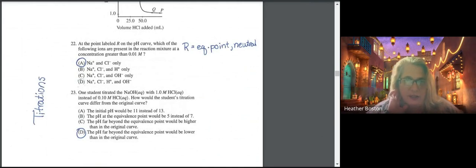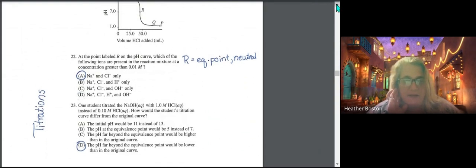One student titrated with 1 molar instead of 0.1 molar. Well, all that's going to happen is the equivalence point is going to be reached earlier because each drop, or each quantity you put in there, is going to have more moles. So it's not going to change the equivalence point. It'll still be at 7. It's just that it's going to get there much quicker.